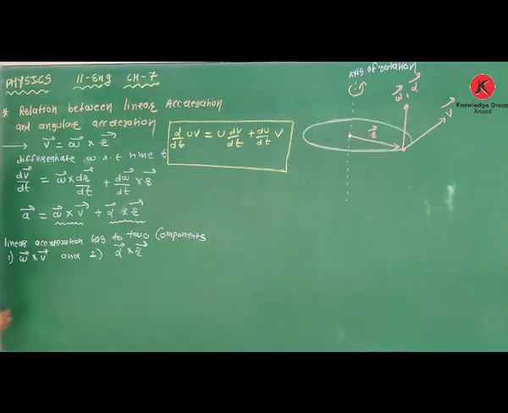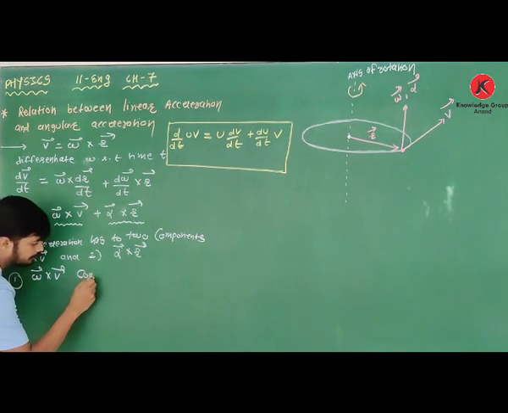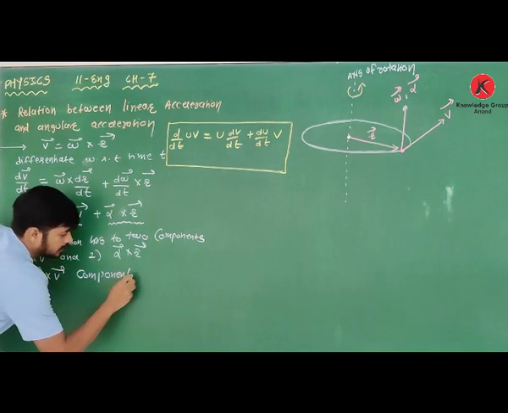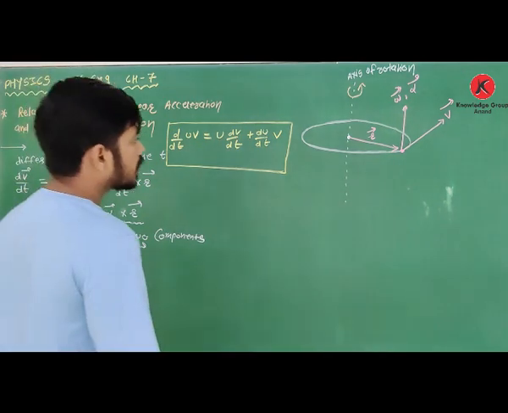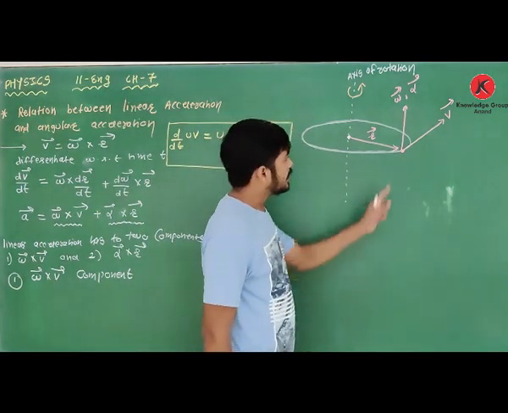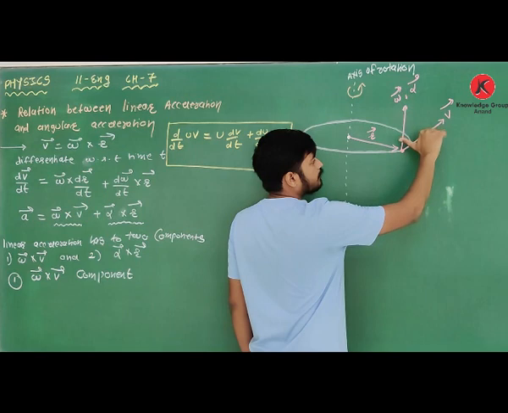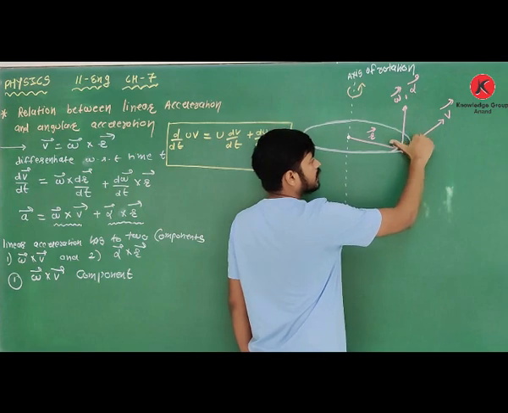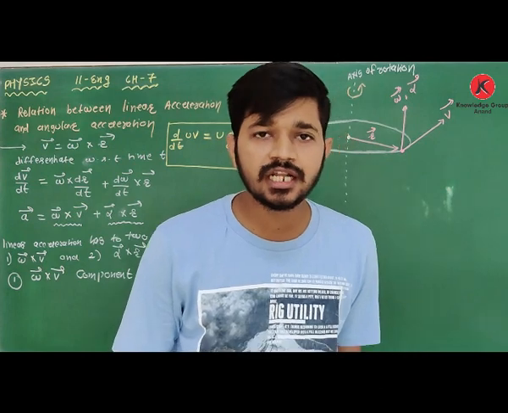First, I am taking the omega cross v component. Now from the figure you have to find its direction. Here it is omega. So put your right hand in the direction of omega, wrap fingers in the direction of v. The thumb is in this direction, that is towards the center, in the radial direction.